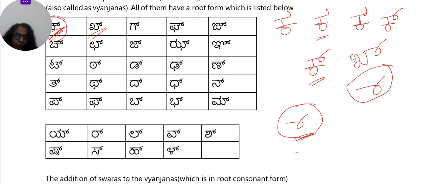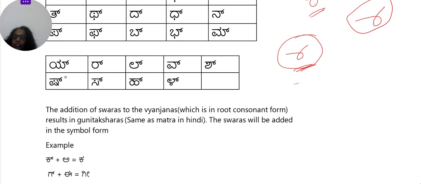And now let us continue. So here's the definition. The addition of a swara to the vyanjana which is in its root form, the root consonant form, that results in Gunitaksharas. In Hindi also you have matras. So Gunitaksharas are similar to matras in Hindi. The swara, you will not directly add. Addition of a swara means you will not do like this. This is not allowed. Only the sound of a swara will get added to it. But when you are writing it, it will be added in a symbol form. All the swaras will be added in a symbol form. The direct alphabet will not be added.